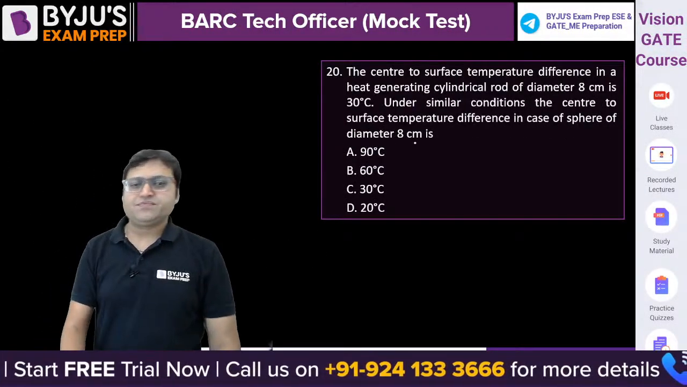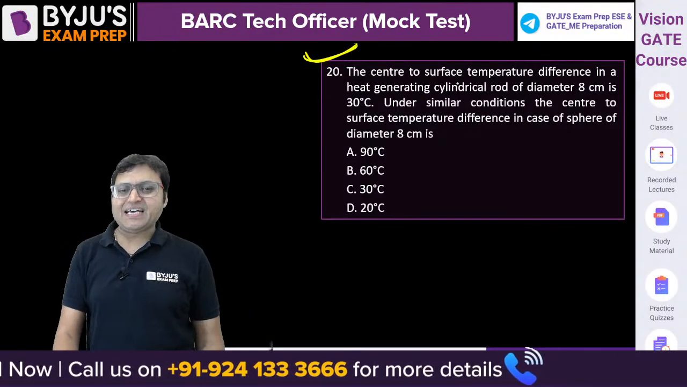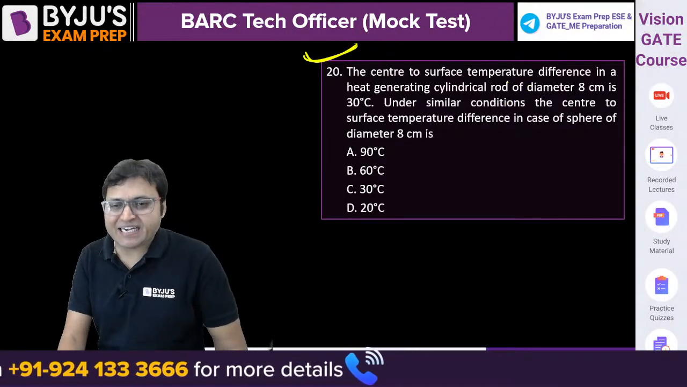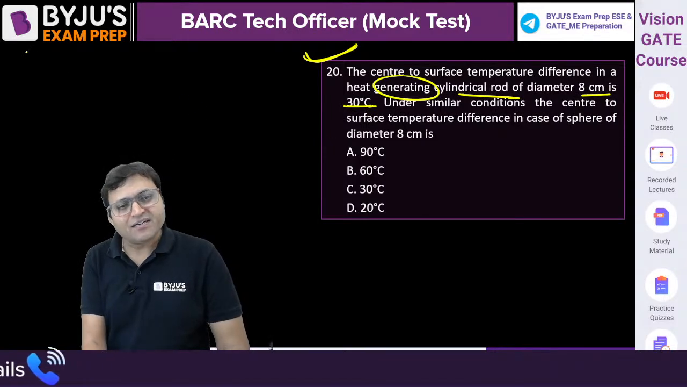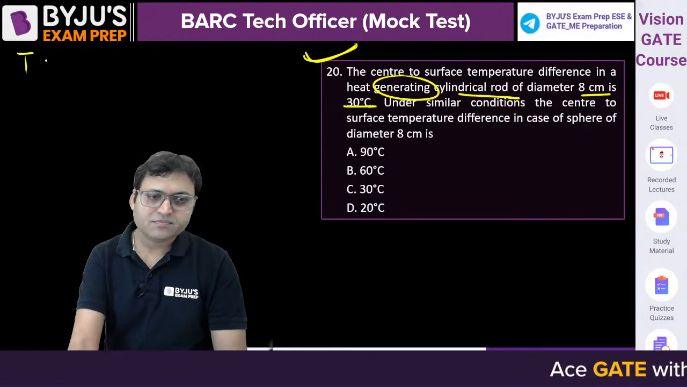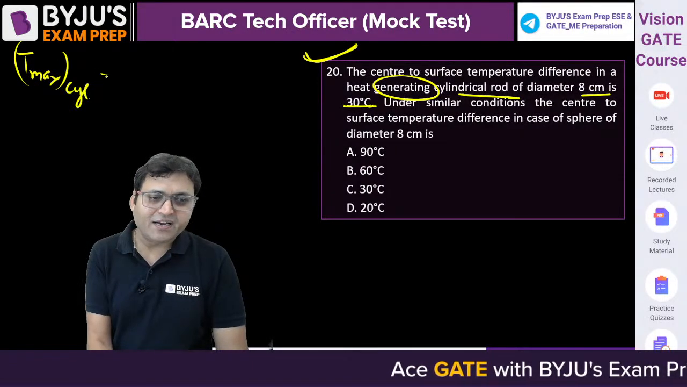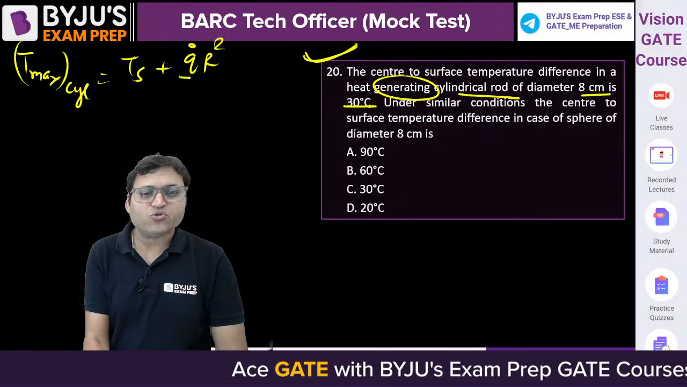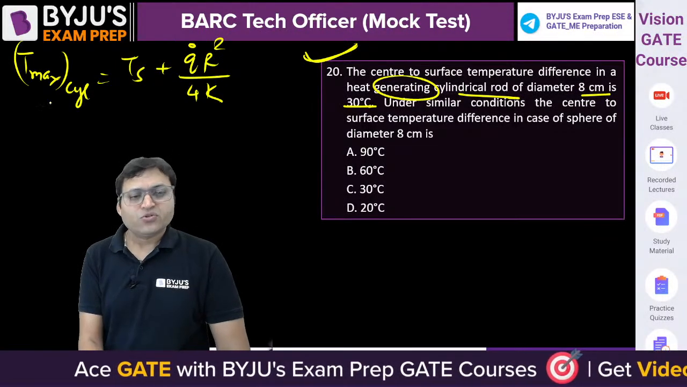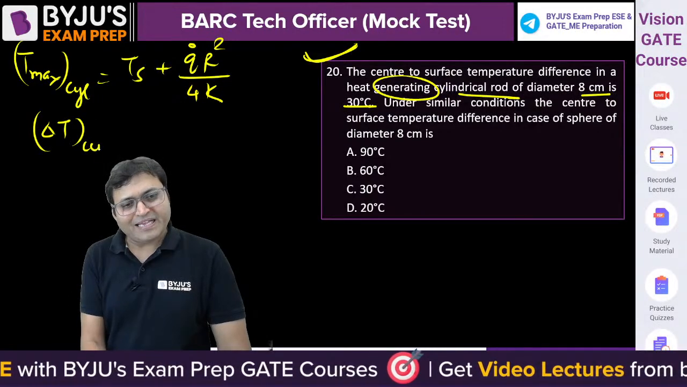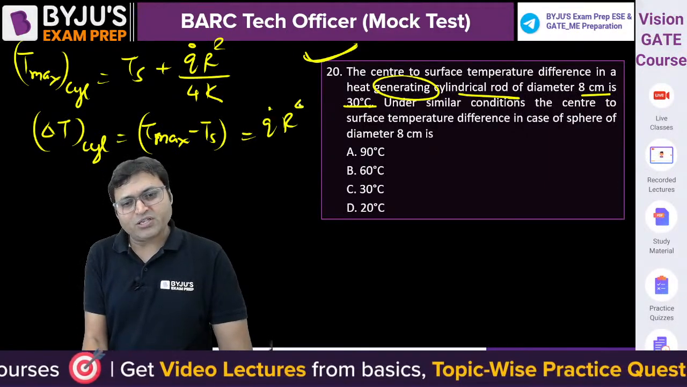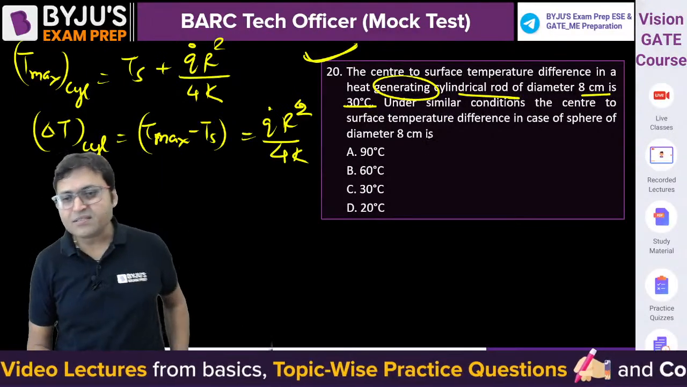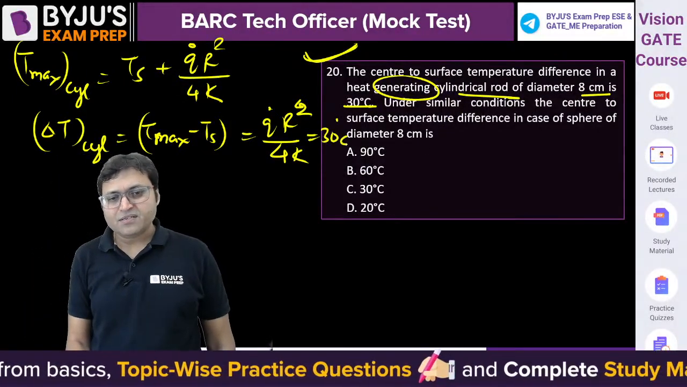Now the last question, question number 20. The center to the surface temperature difference in a heat generating cylindrical rod of diameter 8 cm is 30 degrees Celsius. There is heat generation in a cylinder. So T maximum for a cylinder is equal to Ts plus Q dot R square by 4K. So this difference delta T for a cylinder, that is T maximum minus Ts, is equal to Q dot R square by 4K. That is 30 degrees Celsius temperature difference.